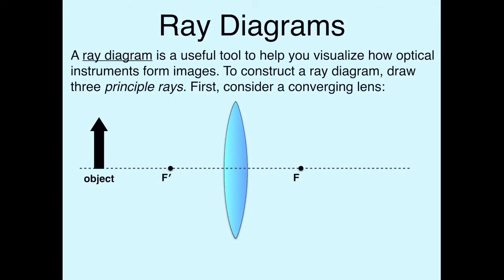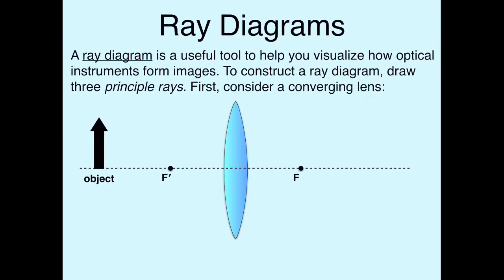So that brings us to ray diagrams. A ray diagram is a very useful tool, and we're going to be using this throughout the chapter, which helps you visualize how an optical instrument can form an image. So we can use this for lenses, we can use this for mirrors. For now, let's consider a converging lens.